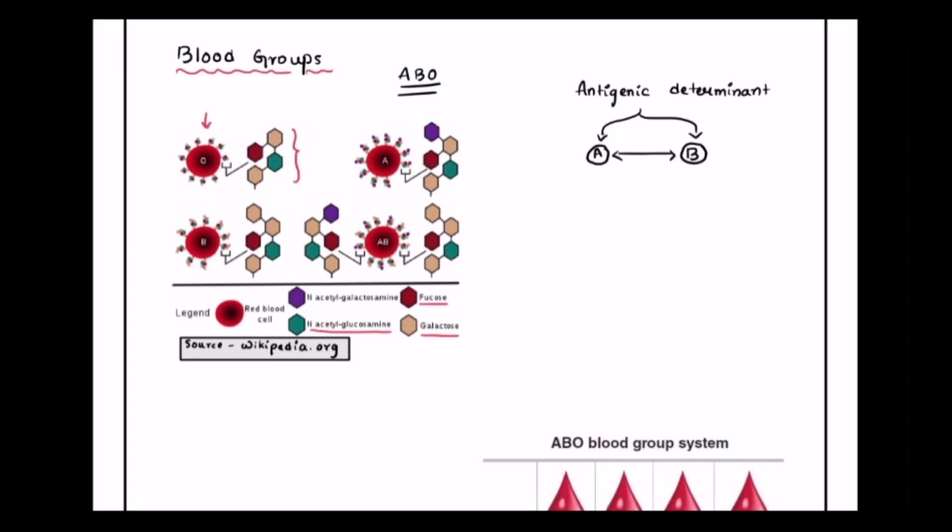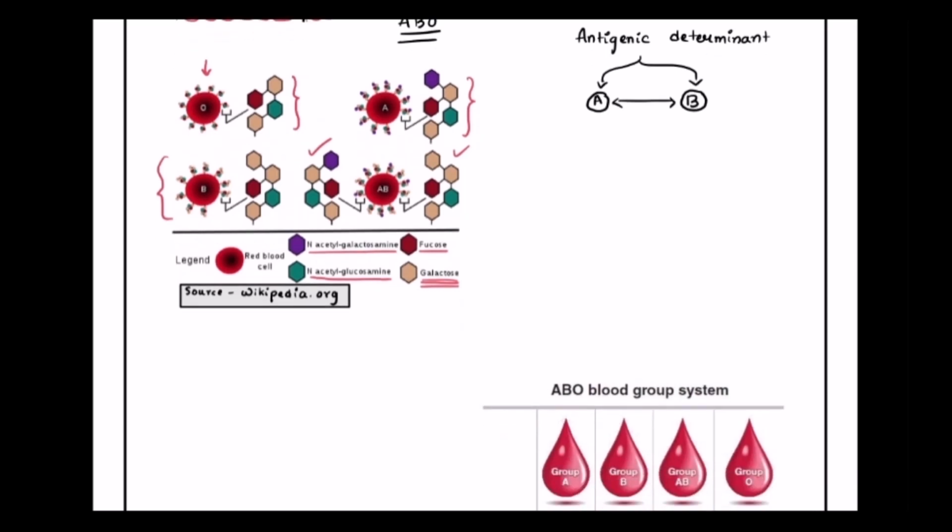When it is A, you have all of these, but you have an extra, which is the N-acetyl galactosamine. And in B, you have 3 galactose instead of 2 galactose. And when you have both the A and the B together, then you have the AB blood group, having both the determinants of A and the determinants of B.